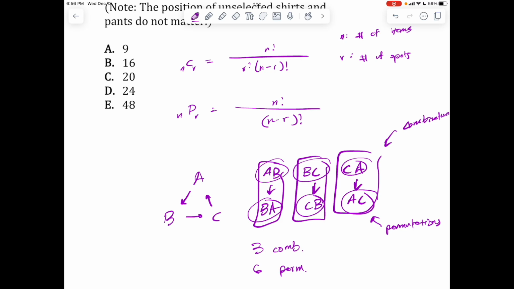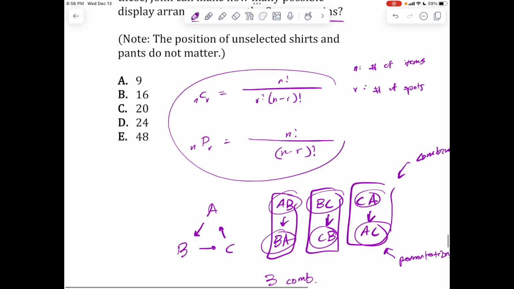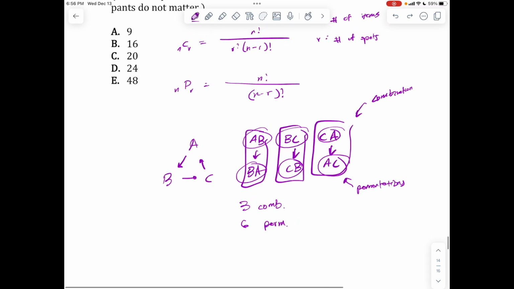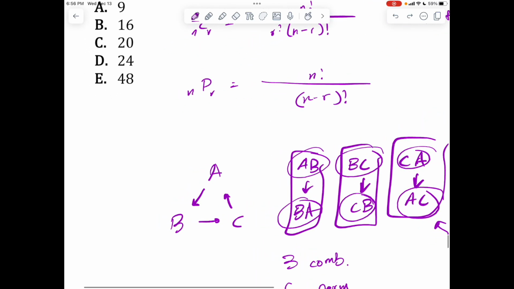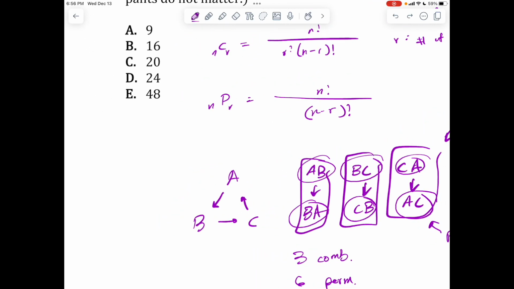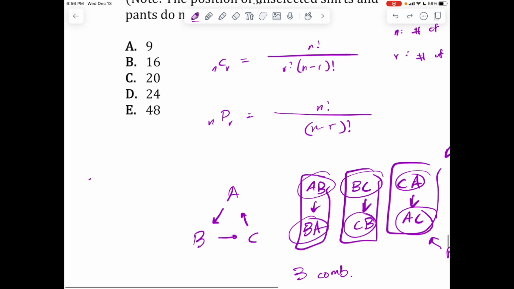Okay. Now, let's apply that to the formulas just so we see everything tie together. So n is the number of items, r is the number of spots. So here I have 3 items that I want to pair together with each other, and I have 2 spots because I'm trying to pair them together. So let's do nCr, 3 combination 2, which is going to give me 3 factorial over 2 factorial times 3 minus 2 factorial.